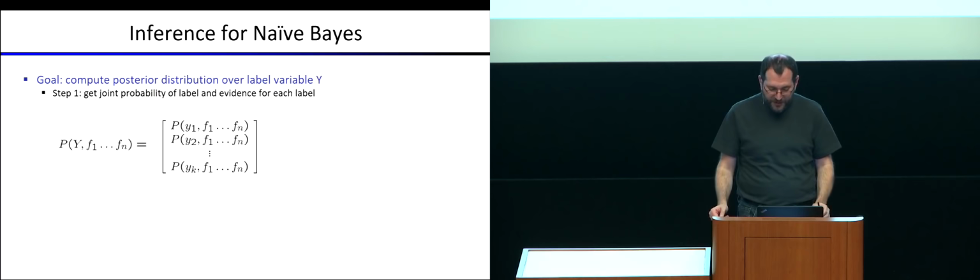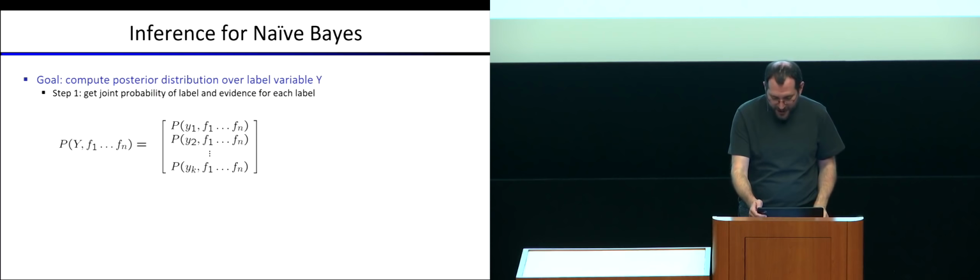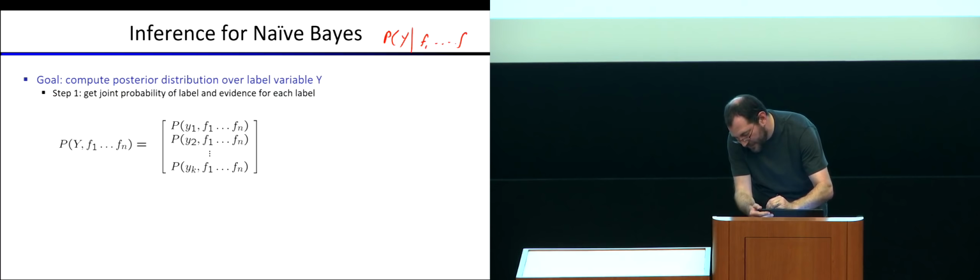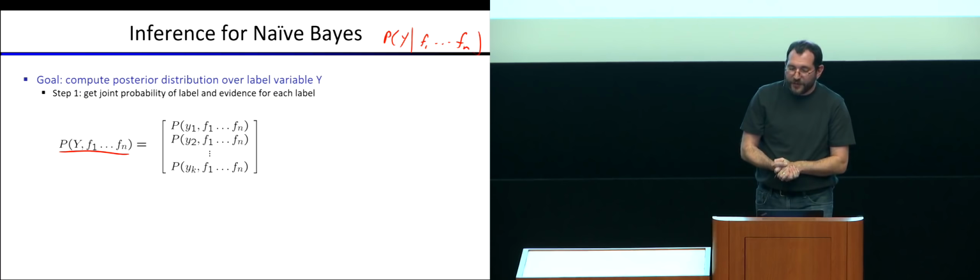Turns out you already know this. There's nothing new here. In fact, it's a simple case of inference by enumeration. So the thing I actually want to compute is the probability of Y, that is the distribution over all the different class labels given my features. That's what I actually want to compute. But I know that I can just compute the joint version of that, Y comma the features.